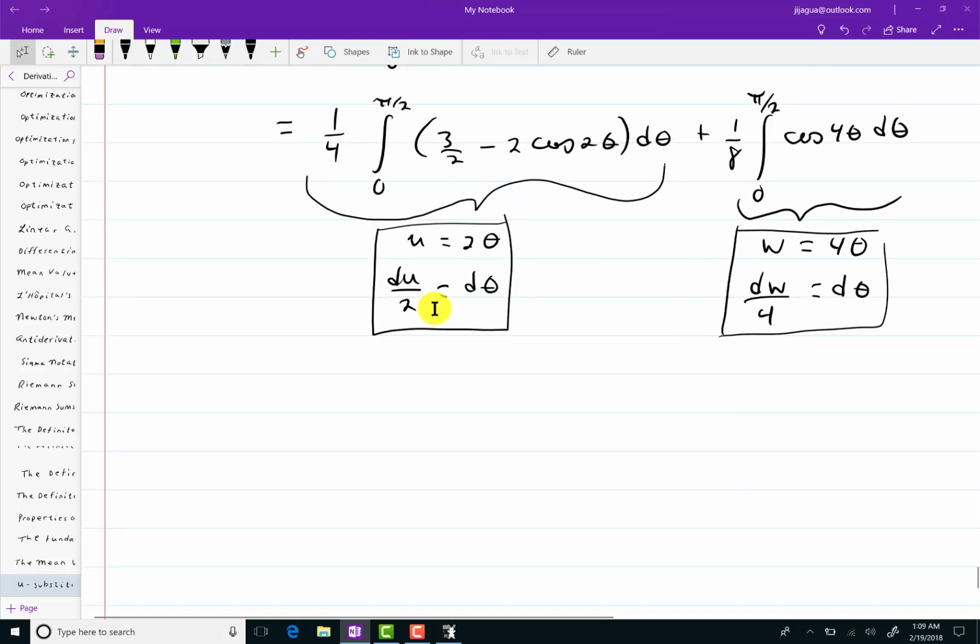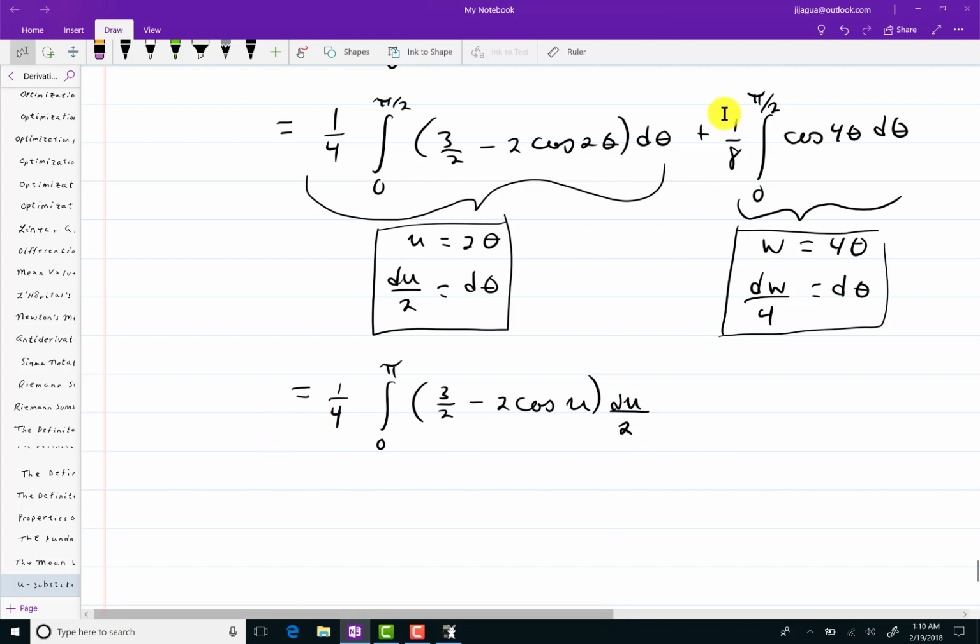Alright, now let's see what the new integrals look like with their substitutions. I'll have 1/4 the integral, when theta is equal to 0, u will equal 0. When theta equals pi over 2, 2 times pi over 2 is pi. And then I'll have 3/2 minus 2 cosine of u. D theta was du over 2, which of course I'll put that 2 out front, but let me go and work the second integral now.